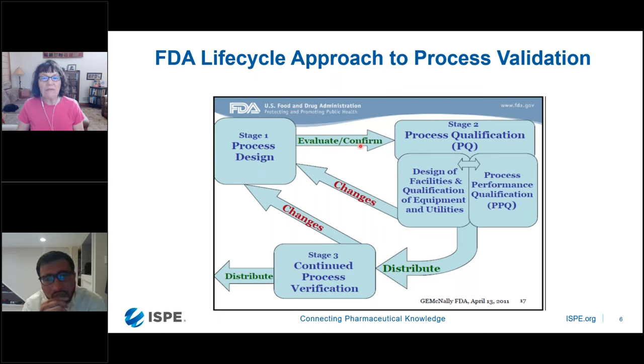You want to evaluate and confirm that, so you move into stage two. After you have confirmed that your process design and control strategy are good, you're ready to distribute. But you must continue to monitor that process and the quality more than you used to. The expectation is more than annual review in the stage of continued process verification.